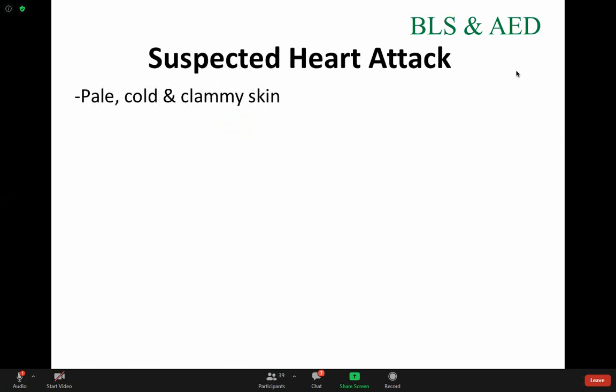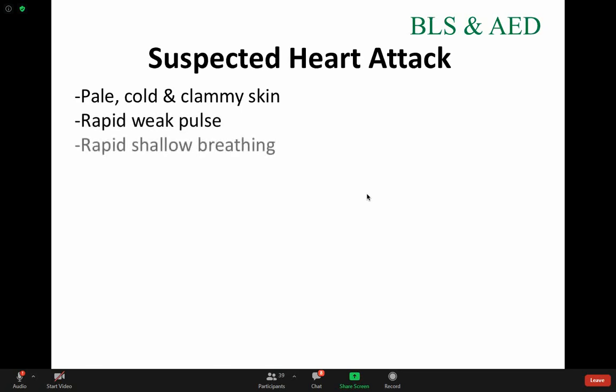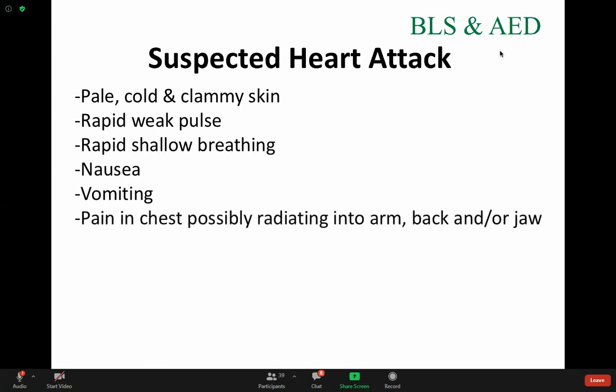So the general signs of that are pale and cold, clammy skin. Okay, we're talking about the patients with suspected heart attack or suspected MI. Rapid, weak pulse. Rapid, shallow breathing or shortness of breath. Nausea, vomiting, pain in the chest, possibly radiating into the arm, the jaw, or the back. Sweating. Most patients with heart attacks or MIs will be sweating and have some sweat on the face.